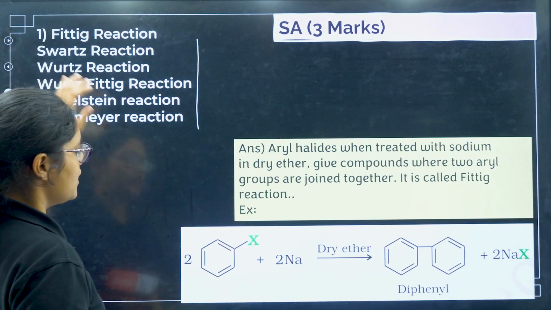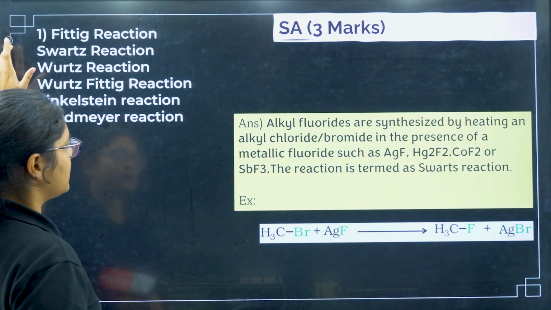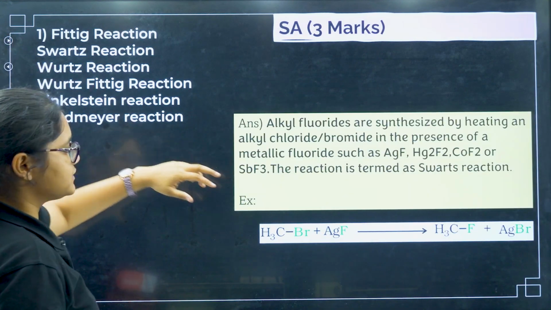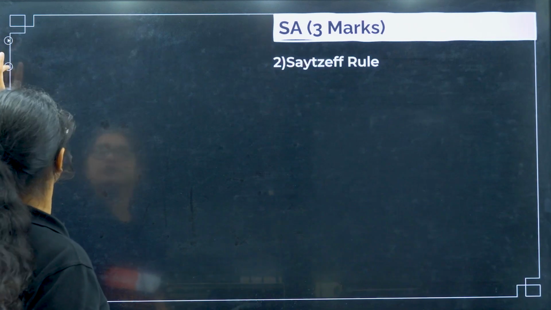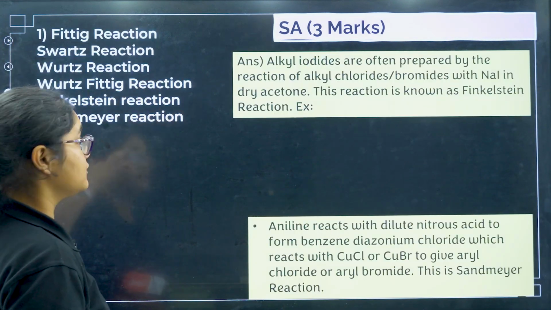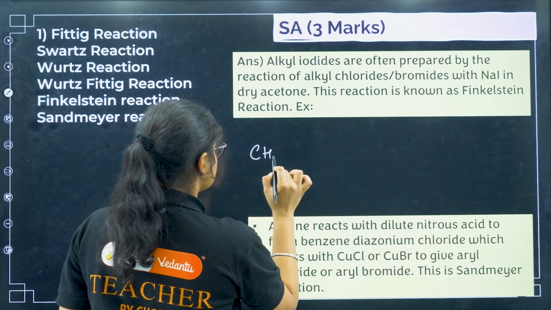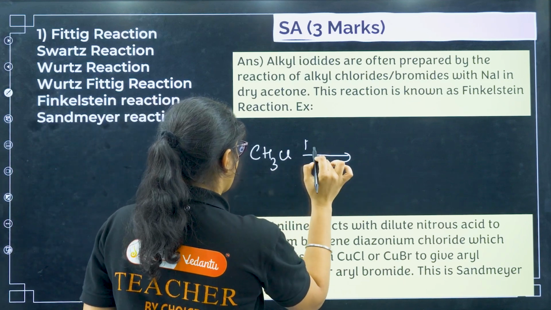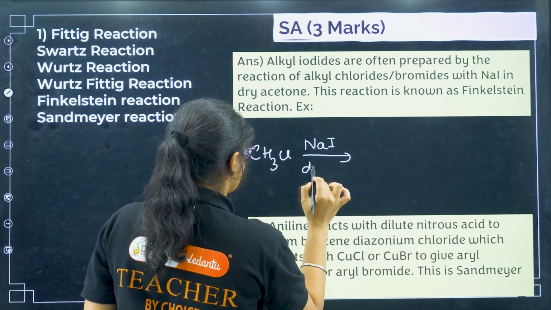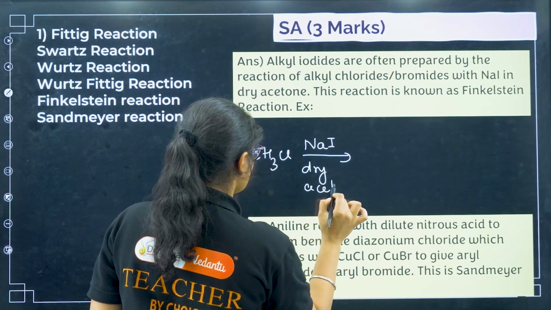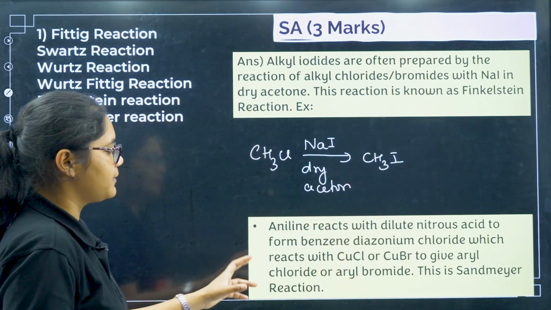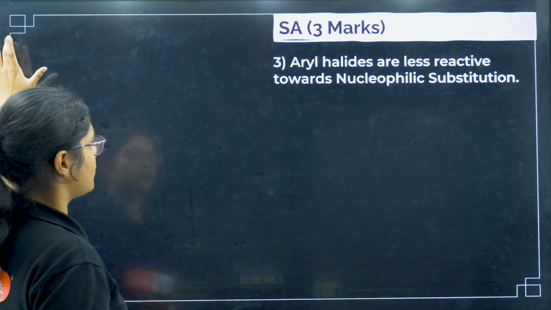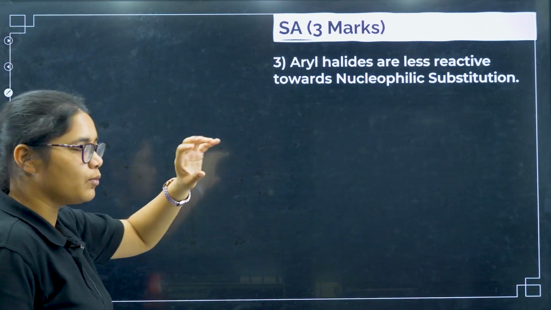So this is your Fittig reaction, then you have the Swarts reaction for the preparation of alkyl fluoride, then you have the Finkelstein reaction. For example, if you have CH3Cl, react it with NaI in dry acetone, you will get CH3I. Now similarly you can prepare for the Sandmeyer reaction as well. All the name reactions I have a dedicated video, watch that.